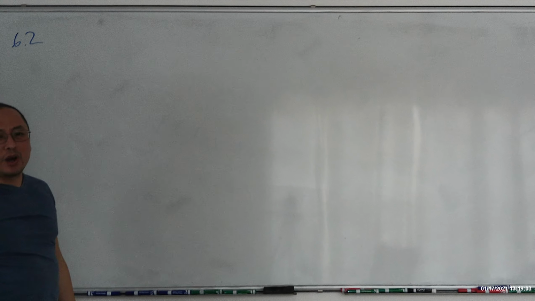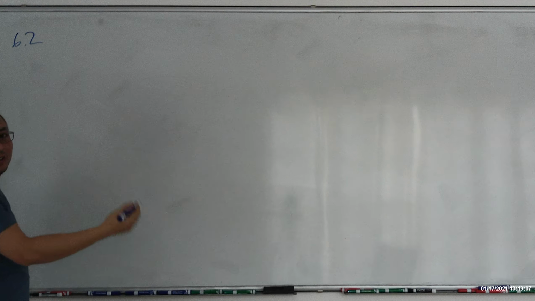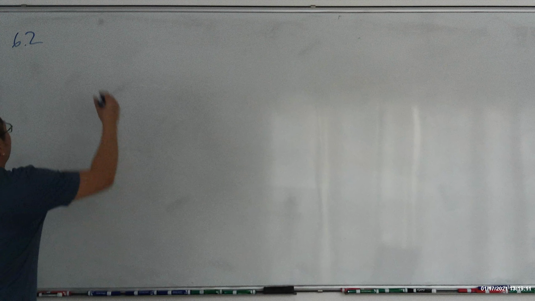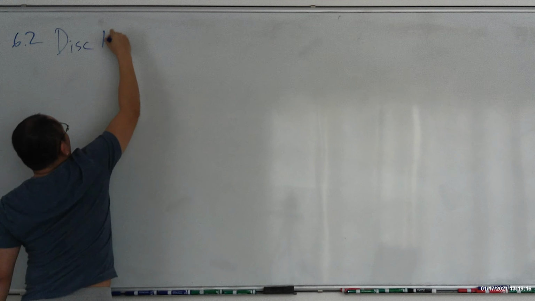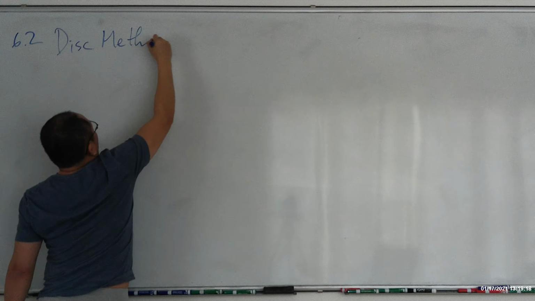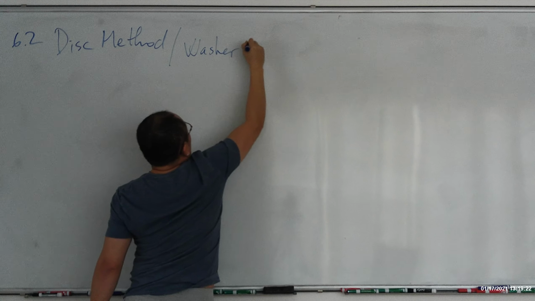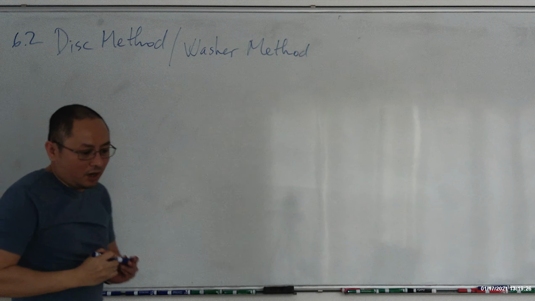In the old days, we called it the disk method or the washer method, and in here it's just a very fancy word called volume of revolution. So let me just use the old way, okay? The disk method. That's for the washer method. What is it all about?